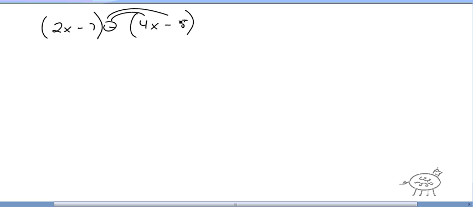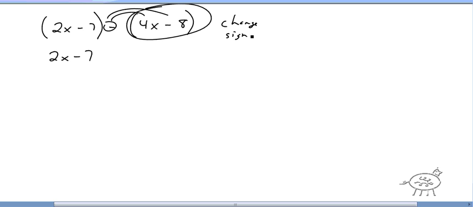Let's do a subtraction problem. 2x minus 7 minus 4x minus 8. So the only difference now is that negative gets distributed to each of those terms. It's almost like saying negative 1 times each of those terms. Now, there's kind of an easy way to look at it. Basically, what you do is you're just changing the sign of everything in here. So you want to change the sign.